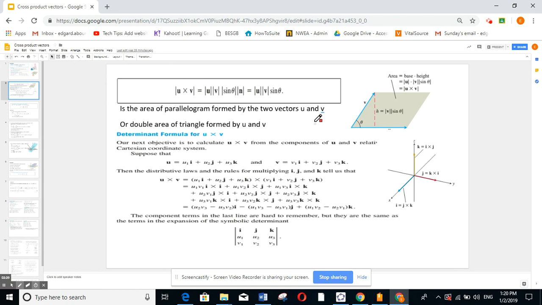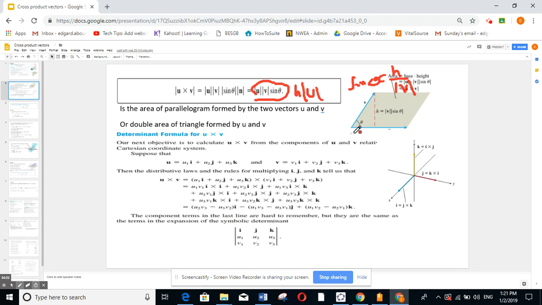Graphically, what does u cross v mean? u cross v, as we said, is norm u times norm v times the sine of the angle in between. Now, sine theta is the height over the hypotenuse. So what will be the height? Sine theta equals height over the hypotenuse, and the hypotenuse is the norm of v. So sine theta times norm v is nothing else than the height. So you're going to get height times u.